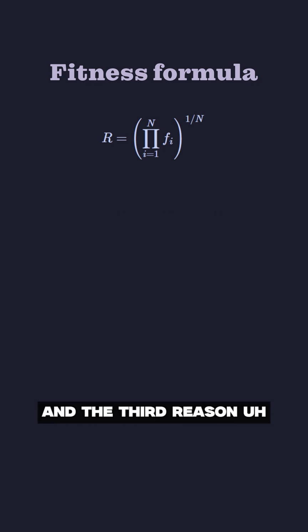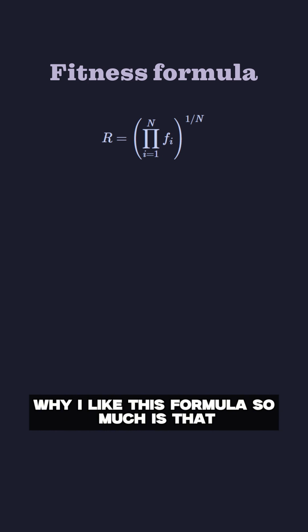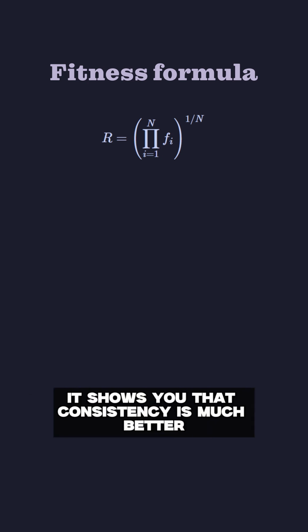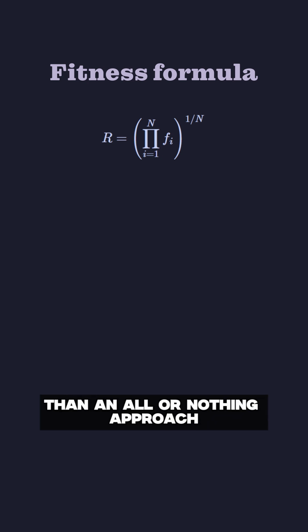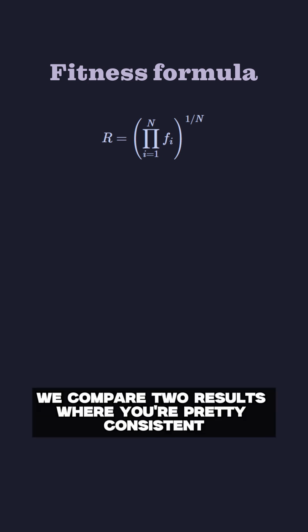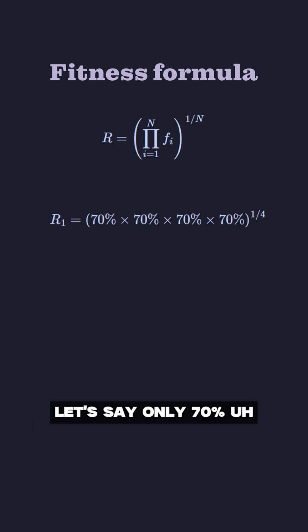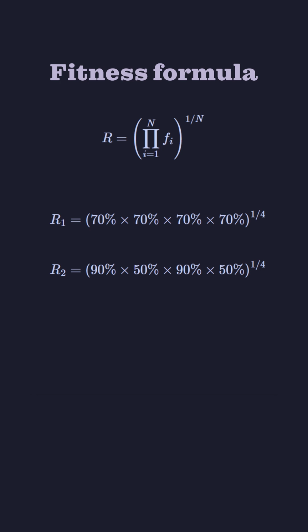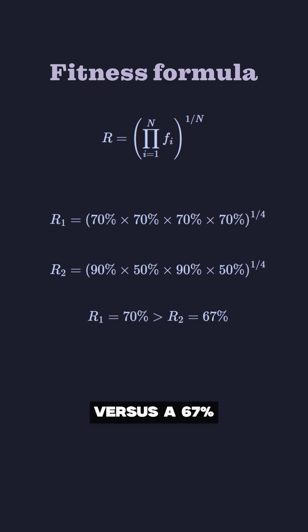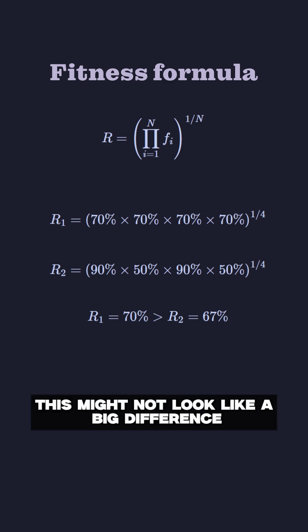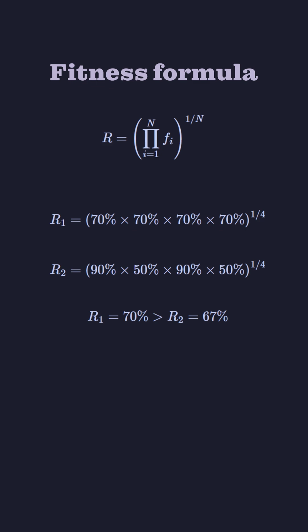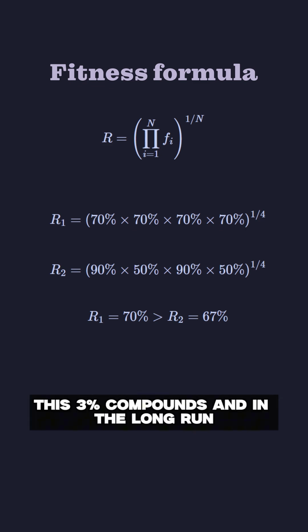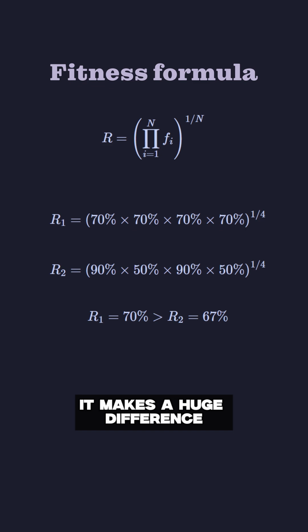And the third reason why I like this formula so much is that it shows you that consistency is much better than an all or nothing approach. So if we compare 2 results where you're pretty consistent, let's say at 70%, versus being inconsistent, meaning you have 90% in one factor and 50% in the other one, then you would get 70% results in the first case versus 67%. This might not look like a big difference, but over time, this 3% compounds, and in the long run it makes a huge difference.